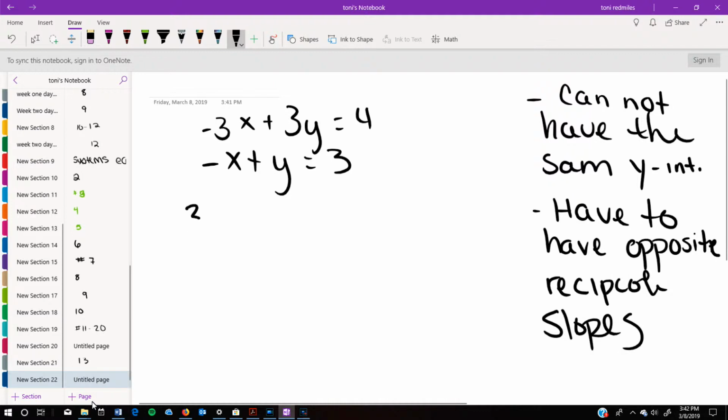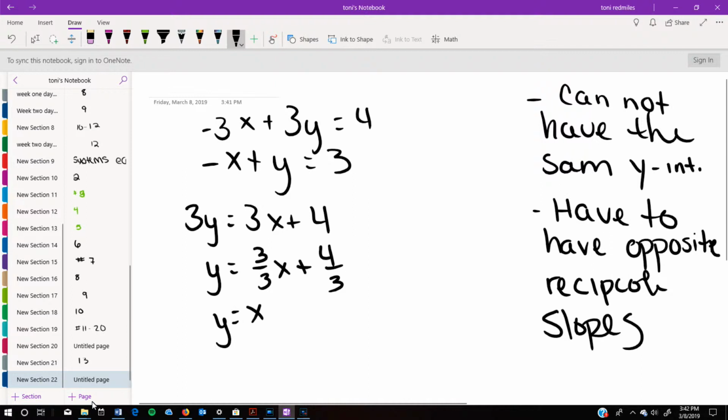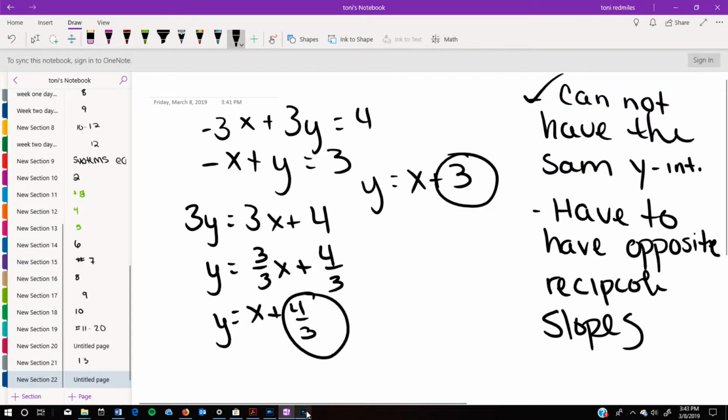So for the first one, it's going to be 3y equals 3x plus 4. Divide out my 3, and I have y equals x plus 4 over 3. In this one, I'm going to go ahead and move it around. It takes 2 seconds. So they have different y-intercepts. Checkmate. And, well, they don't have different slopes. That is kind of weird. They both have a slope of 1 over 1, which is the reciprocal of each other. But one should be positive and the other should be negative.